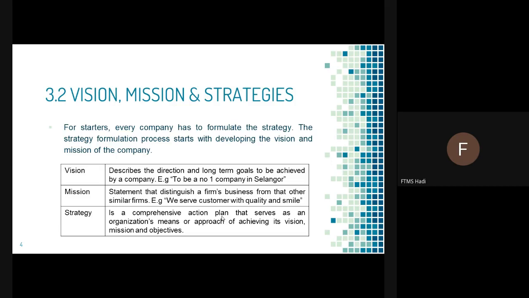And the last one, strategy, is a comprehensive action plan that serves as an organization's means or approach of achieving its vision, mission, or objective. Strategy means how. By what means? Let's say we serve customers with quality and smile. How? One strategy is to have a call center, for example. Another strategy is door to door approach, and another is by Facebook. That means the actions they want to do to ensure that they achieve the mission and at the same time achieve the vision.